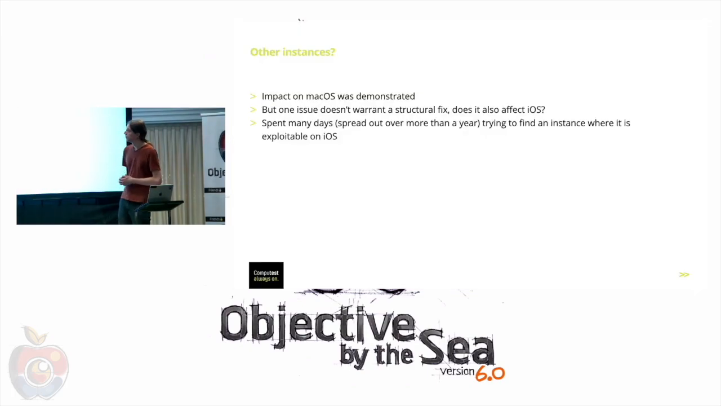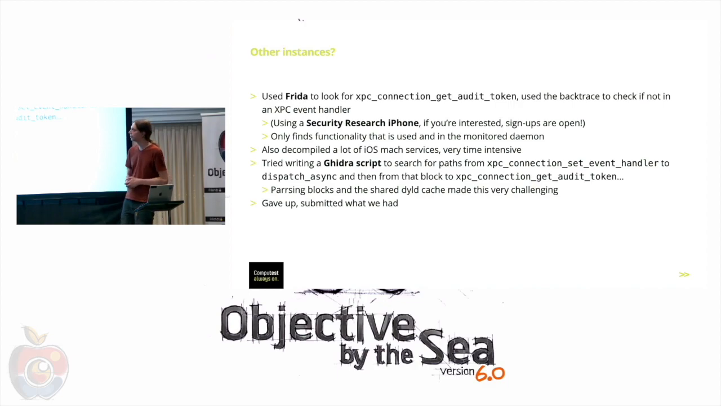But yeah, I spent quite a few days trying to find if this issue occurs somewhere else, and preferably on iOS, because I already had impact on macOS. So I tried a few different things. One thing was to use Frida to hook the function XPC connection get audit token. With Frida you can look at the backtrace, to see: is this being called from an XPC event handler? And if not, I would print it out and see, oh, there might be an incorrect check here.